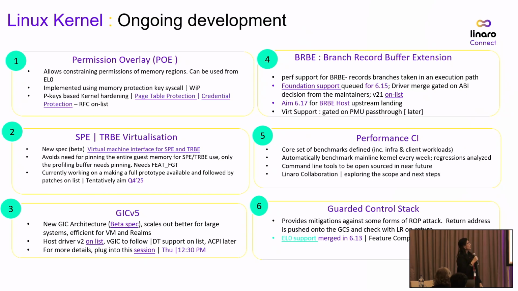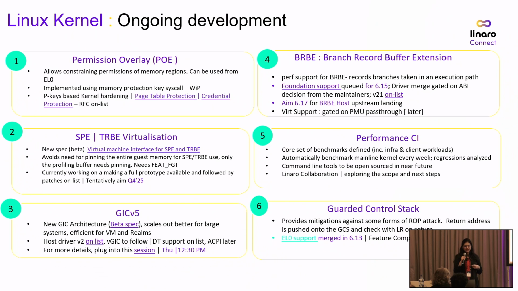What's the ongoing development? Now, I talked about permission overlay stage 1 support. That got merged in kernel 6.13, but we have ongoing work around memory protection. So basically the kernel hardening bit, you have page table protection for which you have patches on list, so that's progressing well.